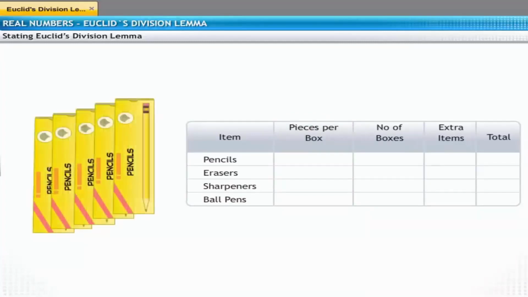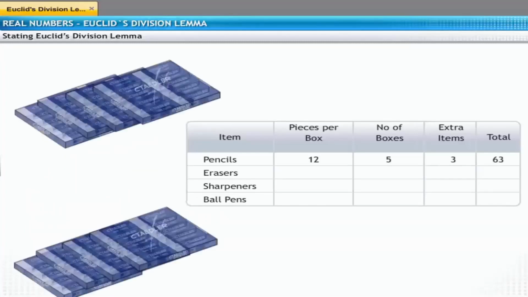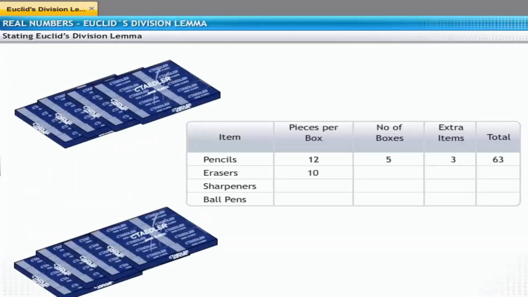Each box of pencils has 12 pencils, and Mr. Chatura has 5 such boxes. This means that there are 60 pencils in the boxes. He also has 3 extra pencils. Thus, the total number of pencils is 63. Each box of erasers has 10 erasers, and Mr. Chatura has 8 such boxes. This means that there are 80 erasers in the boxes. He also has 6 extra erasers. Thus, the total number of erasers he has is 86.